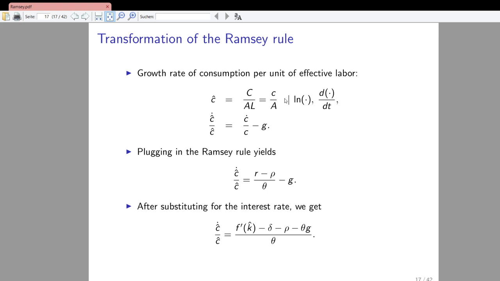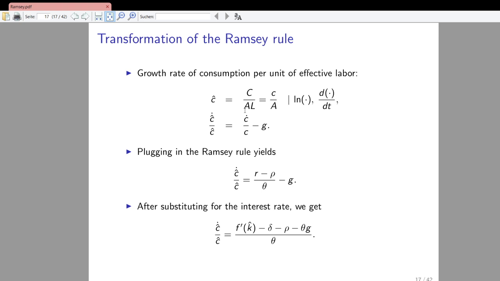So taking the logarithm of this expression leads to the logarithm of consumption per worker minus the logarithm of technology. And if we take the time derivative, due to our rules of calculation for growth rates, we get the growth rate of consumption per capita or per worker minus the growth rate of technology on the right hand side. So the growth rate of consumption per unit of effective labor is the growth rate of consumption per capita minus the growth rate of technology, so technological progress.